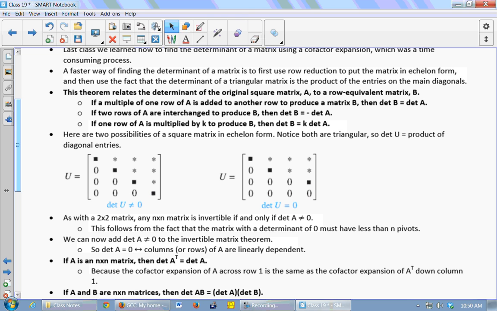Yes, every time you switch rows, the determinant switches signs. You got it. If you do 2, it's back to the regular determinant.